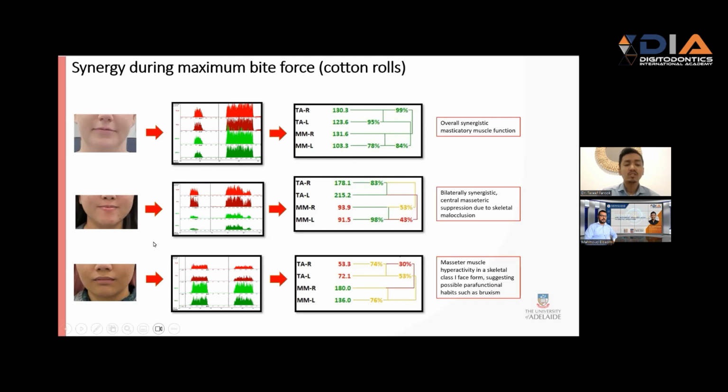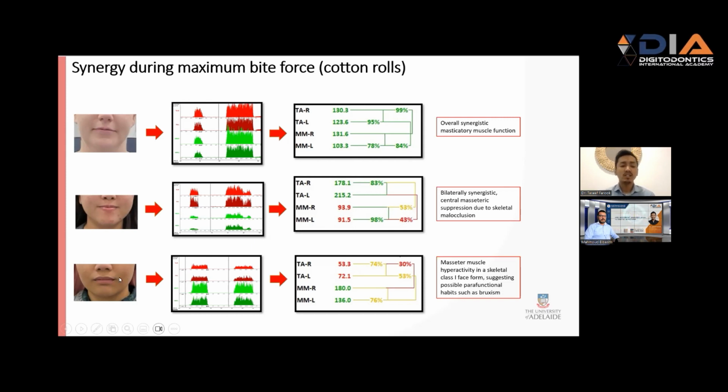Now, for the second case, you will see that their lower face is a bit more skeletally enlarged, if that makes any sense. And for a skeletal lower facial form such as this, we often find that there is a central masseteric suppression, and this impedes the synergy of the two muscles around the lower face, which are predominantly picked up on the masseters. You can see right here that the temporalis are fine, but the masseters are below what you would normally expect to find, and the synergy is pretty low here.